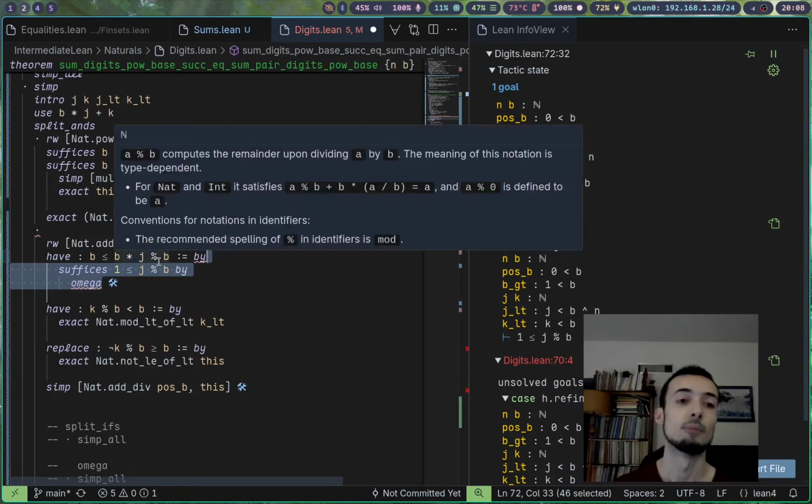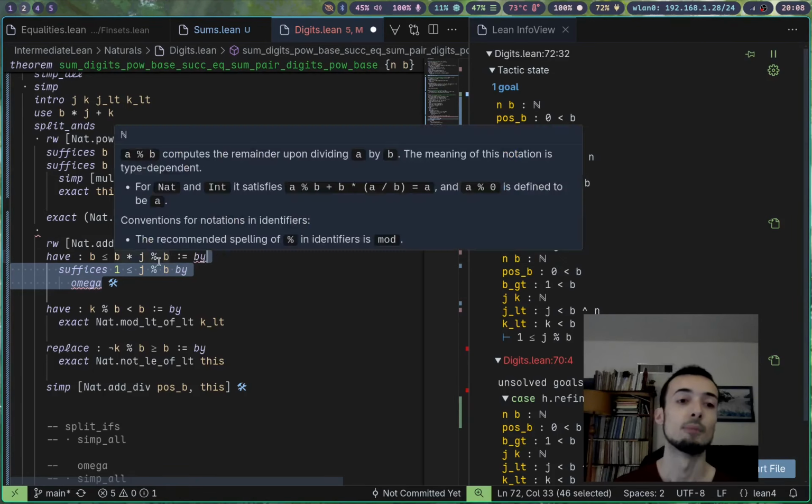Let's see what lemma simp is using. Okay, mul add mod self left. And this is saying exactly what we need, that a times b plus c mod a equals c mod a. Great. In that case, we just need to prove that k mod b is equal to k, and of course this is true. Very trivial. Okay, done. That was not as hard as I expected it to be, which is good. Let's tidy this up a little bit.